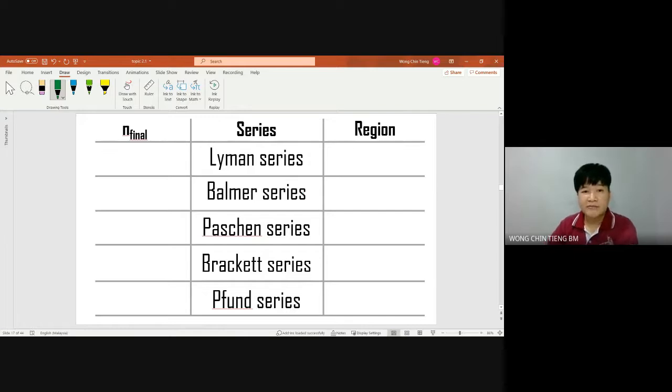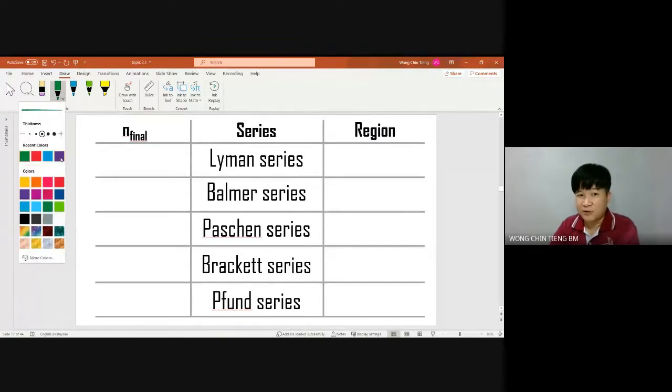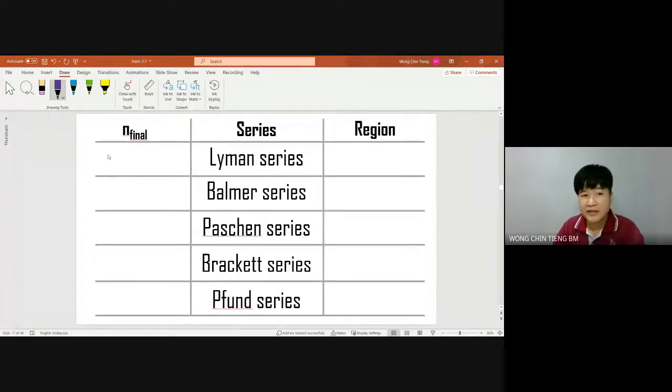So over here, I have my Lyman, Balmer, Paschen, Brackett, Pfund. Jangan salah eja. Okay. Jangan salah eja is the first thing over here. Satu perkataan salah eja pun kita tak bagi markah. Sayang dia kata nama khas, hang jangan ubah nama orang tu. Okay. Diana, Diana Balkis. Lyman series and final.